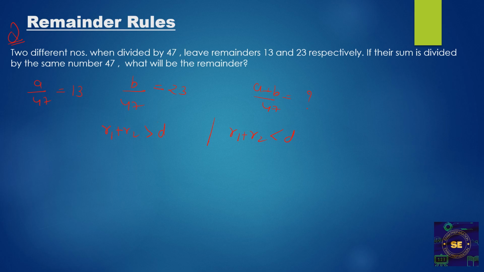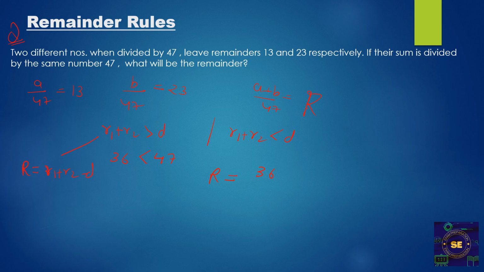So here 13 plus 23 will be 36, which is smaller than 47. So the remainder capital R will be 36. If the condition R1 plus R2 is greater than D is satisfied, then the remainder will be R1 plus R2 minus D. But here the condition is just opposite. 36 is smaller than the divisor, so the remainder will be 36.